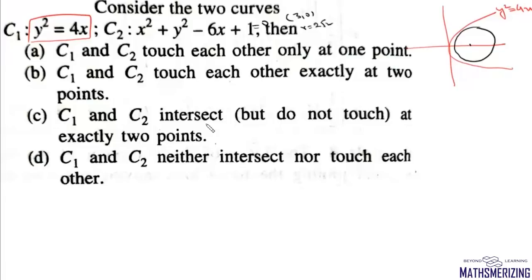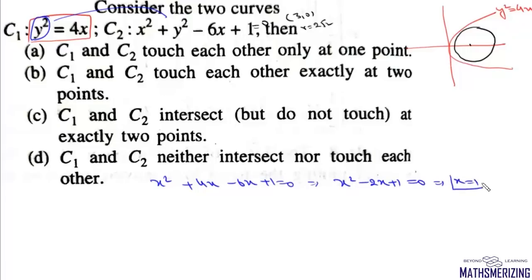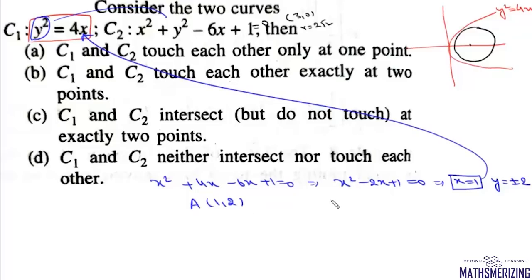So first, we'll find the points of intersection. I'll eliminate this y square, so we can write this as x square plus 4x minus 6x plus 1 equals 0. So we can write this equation as x square minus 2x plus 1 equals 0. So from here we'll get only one value of x, and that is x equal to 1. Now we'll put x equals 1, and we'll get y as plus or minus 2. So we have two points of intersection, say A, which is 1, 2, and B, which is 1, minus 2.